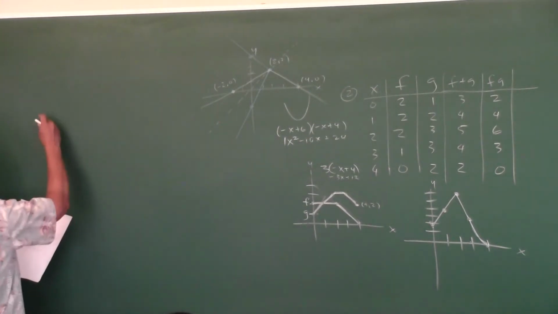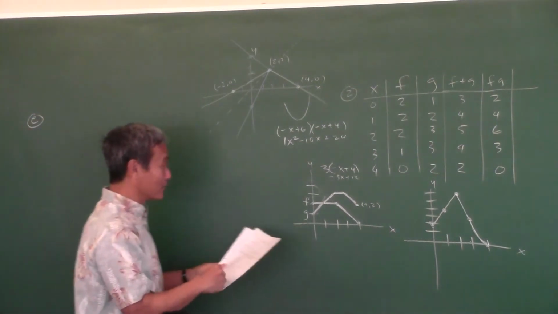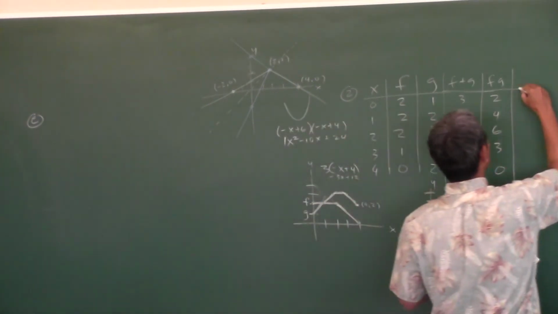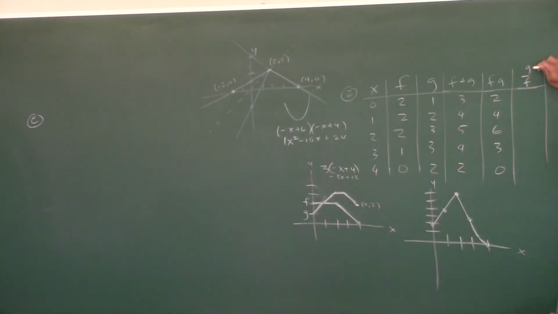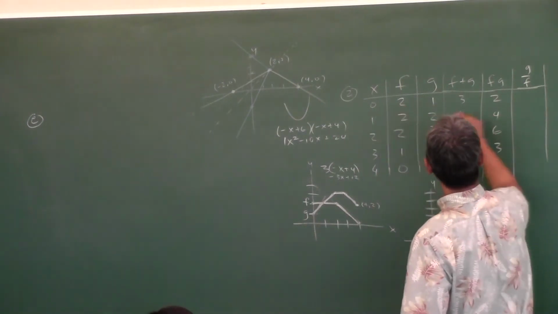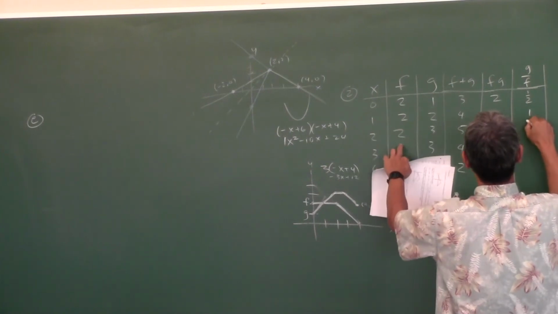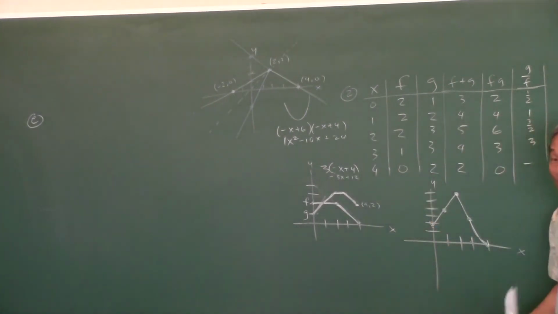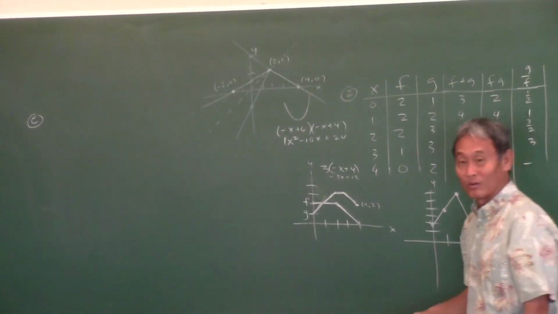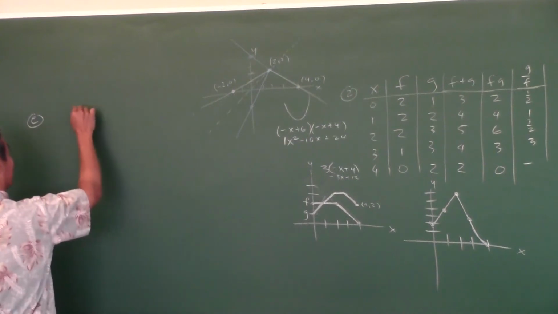Okay, let me pick the problem then. E. You want me to do E? Believe me. Okay, you want me to do it. Okay, E is G over F. So what you do is you take the y coordinates of G and divide it by the y coordinates of F. So do that. 1 divided by 2. 2 divided by 2. 3 divided by 2. Oh, I'm defined. 2 divided by 0. Oh. Yeah, but why is there a vertical asymptote there?